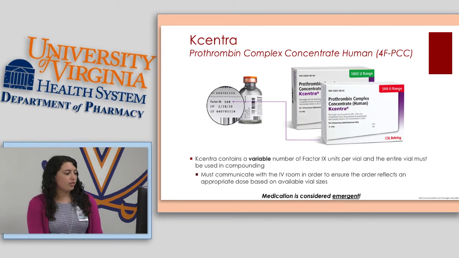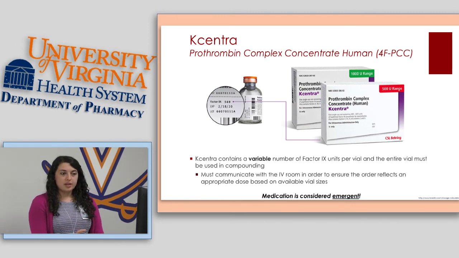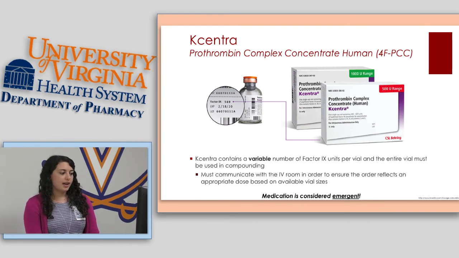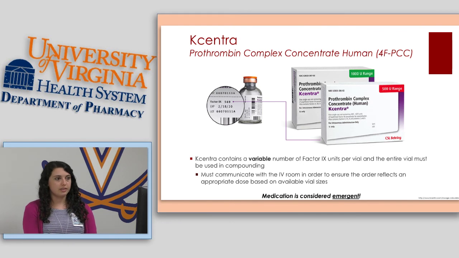And so the reason that this also has a little caveat to it when we're ordering it is because normally you have the dose of medication on the vial and that's actually what's in there. But if you look at these boxes, it says 1,000 unit range and 500 unit range. And this is because when the vials are made, they can't pick the exact amount of factor that is in the product. And so it's around that amount. So if you look on the left, this one it says factor 9. There's 569 units contained in that vial. And then the full vial is used to create the product.